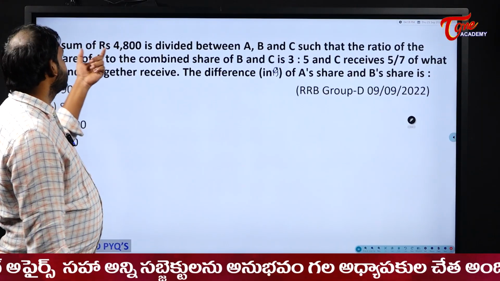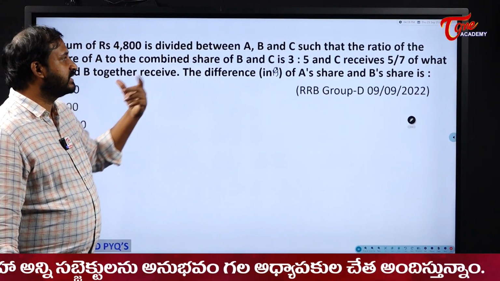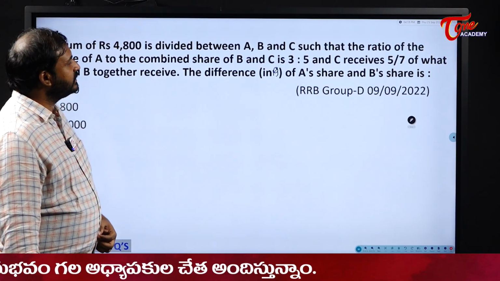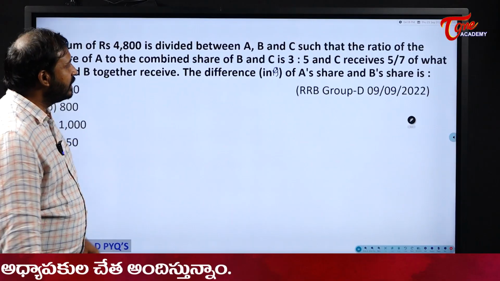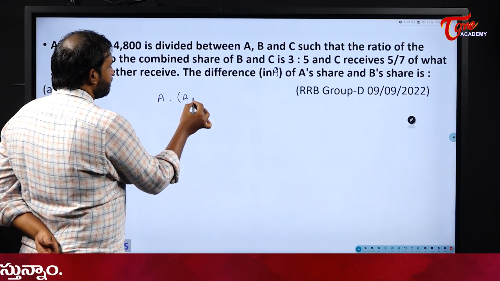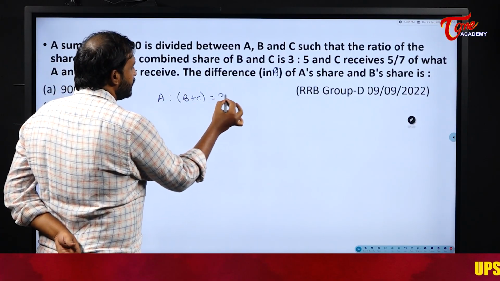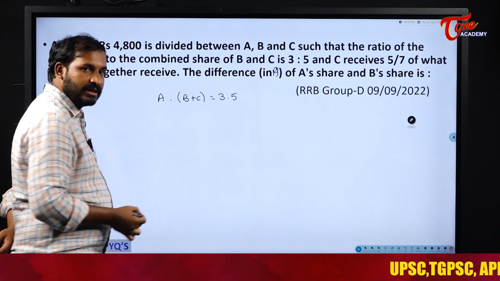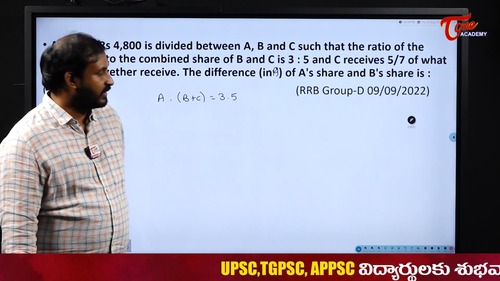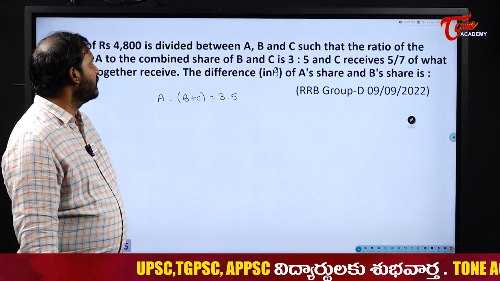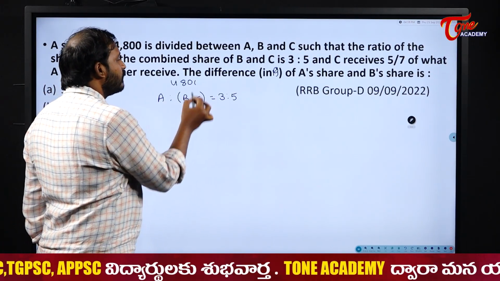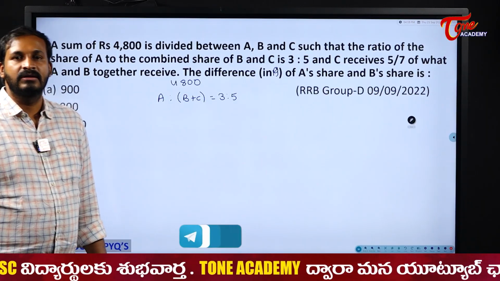Now see here. A sum of 4800 is divided between A, B and C such that the ratio of the share of A to the combined share of B and C is what? 3 is to 5. That means A is to B plus C is equal to 3 is to 5. That is what they are telling. That means B and C together are getting how many parts? 5 parts. A alone is getting how many parts? 3 parts. And what is the total money they are dividing here? 4800 rupees.